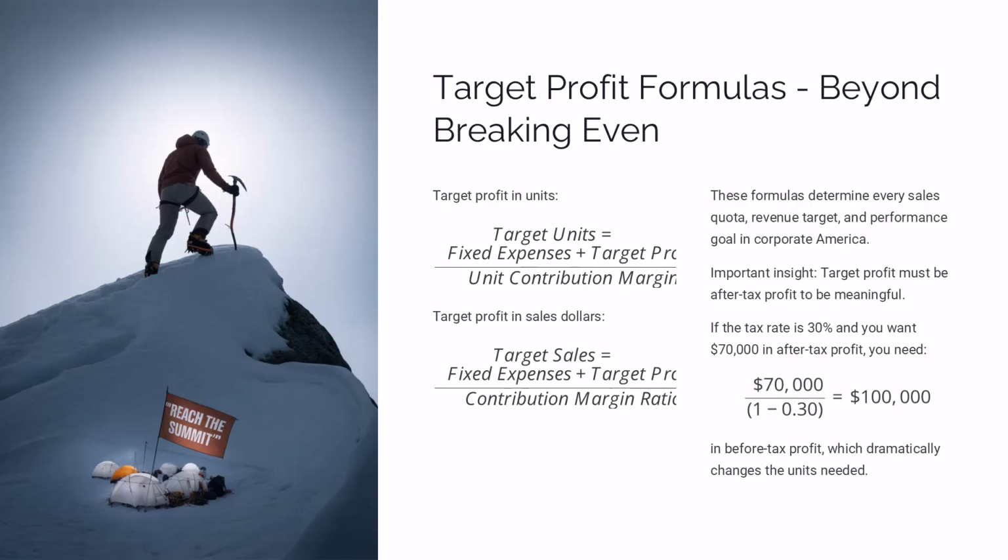Target units equals (fixed expenses plus target profit) divided by unit contribution margin, and target sales equals (fixed expenses plus target profit) divided by contribution margin ratio, and these formulas literally determine every sales quota, revenue target, and performance goal in corporate America.